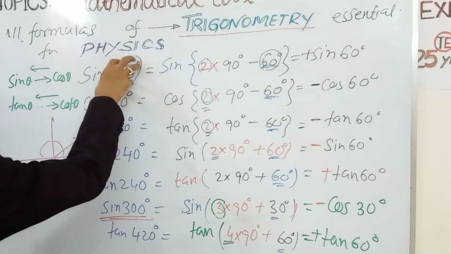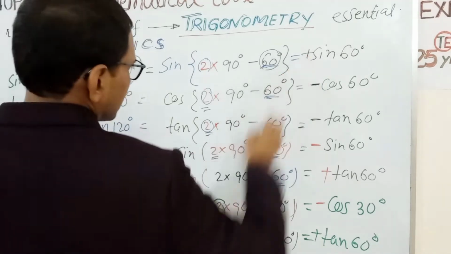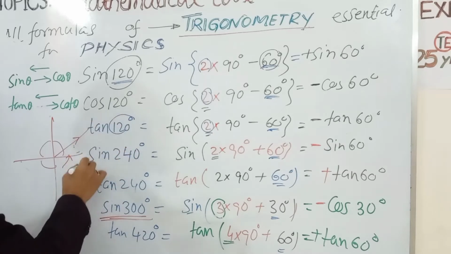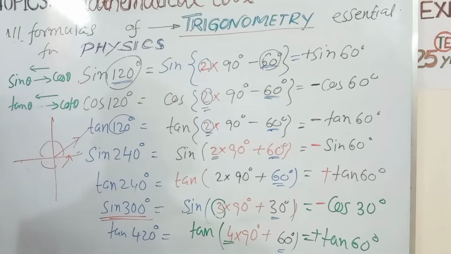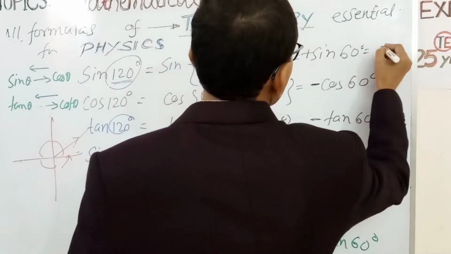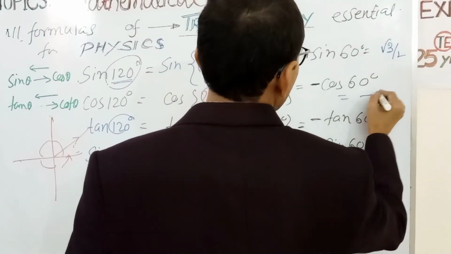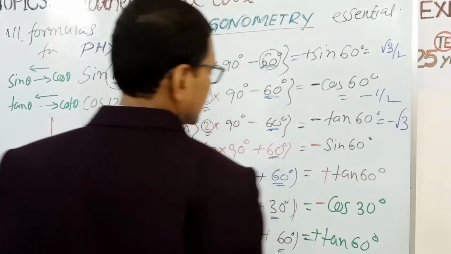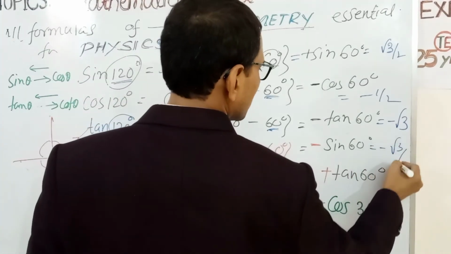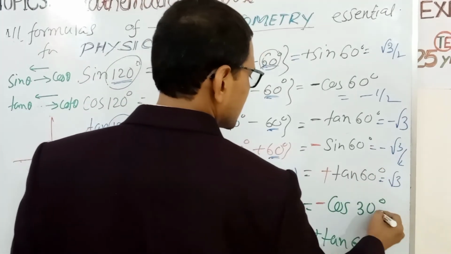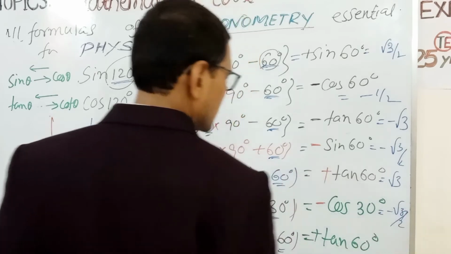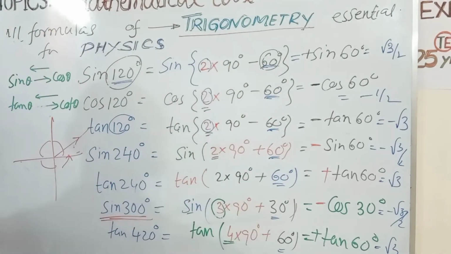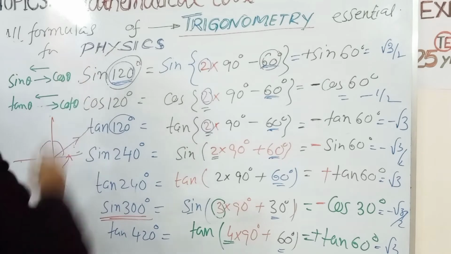At which quadrant this angle lies, you can assign the sign. So this is the way to find the value of any angle. So this becomes root 3 by 2, this becomes minus half, this is minus root 3, this is minus root 3 by 2, this is root 3, this is minus root 3 by 2, minus root 3 by 2, and this is root 3.